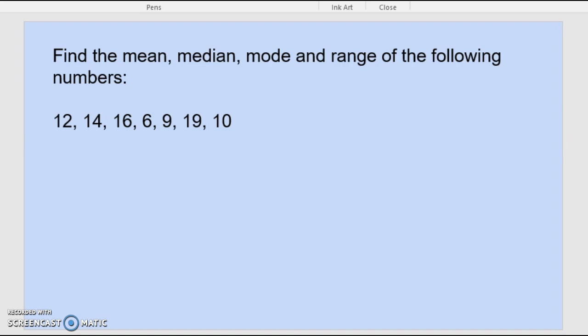All right, so throwback here. We are finding the mean, median, mode of the following numbers. So our first step here is going to be to put our numbers in order from least to greatest. So I have 6, 9. I'm going to cross these off as I go. 10, 12, 14, 16, 19 is the order of them. So the mode is the number that I see the most. I don't have one since I see everything once. So my mode, I'm going to put none.